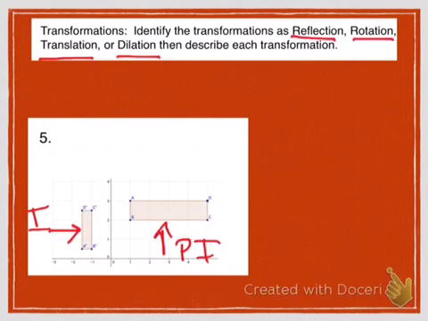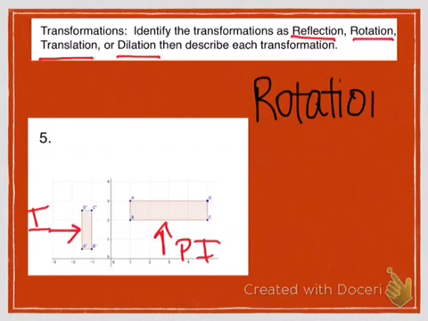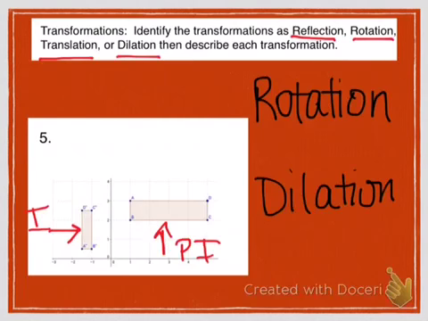So I notice to get from my pre-image to my image, I have performed a rotation. Because I have turned it. And I've also made it smaller, so that's a dilation. I want to describe the rotation. Notice I've rotated it 90 degrees. And it's gone counterclockwise.